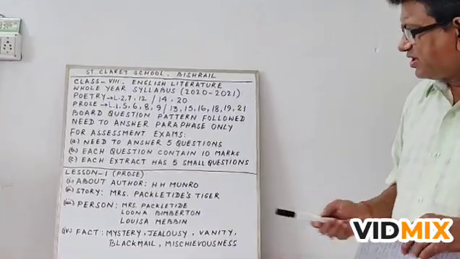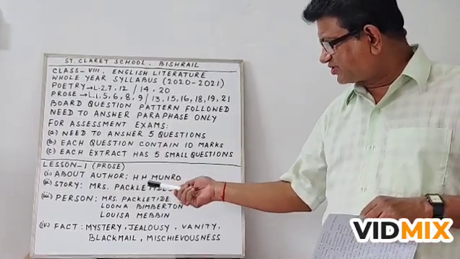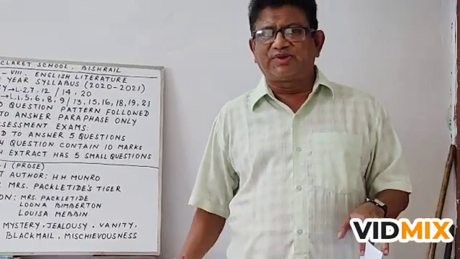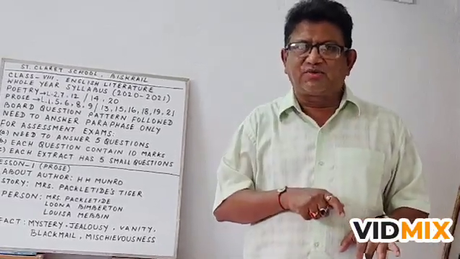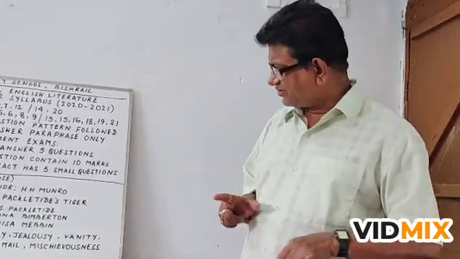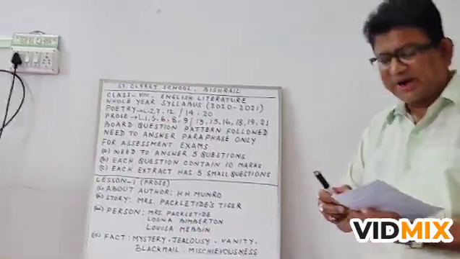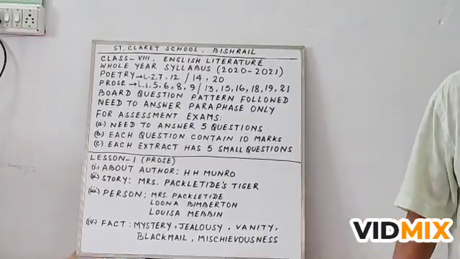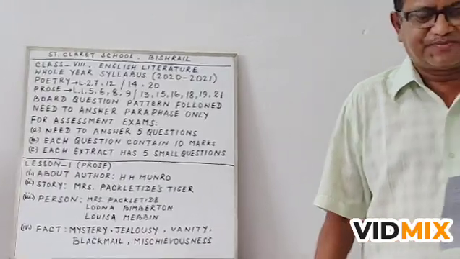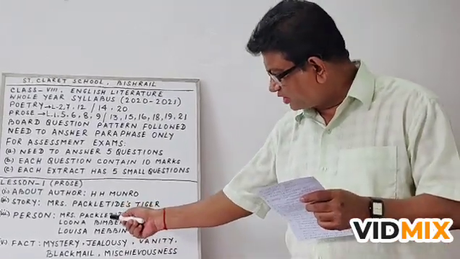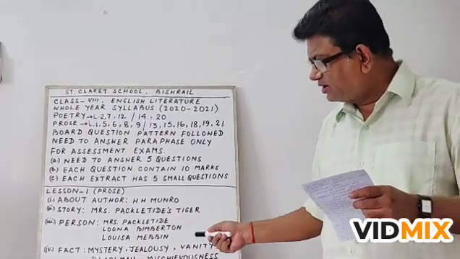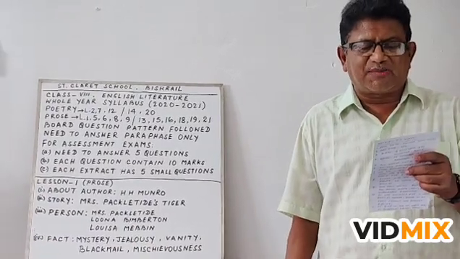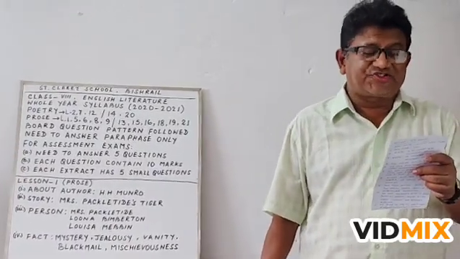The lesson is the story, the lesson 1 story, Mrs. Packletide's Tiger. Here 3 ladies are involved in this story. The story circles around 3 characters. The first character is Mrs. Packletide. Mrs. Packletide was an arrogant, boastful, and jealous upper-class woman. The second was Loona Bimberton. Loona Bimberton was an English model, renowned drama actress, and adventure-seeking woman.